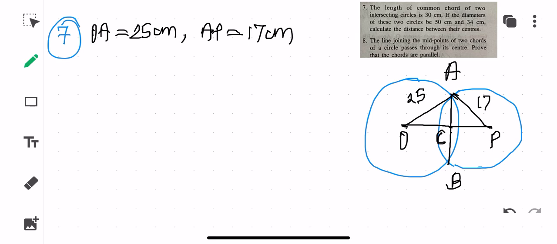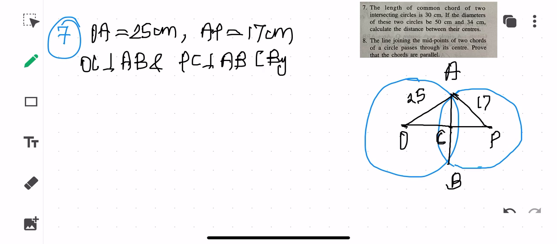Now, see, OC is perpendicular to AB, and PC is also perpendicular to AB. Not by construction, children. Of course, when you are going to join them, this is going to come perpendicular. Why? Because the perpendicular from the center of the chord bisects the chord. So this you are taking as 90 degrees.